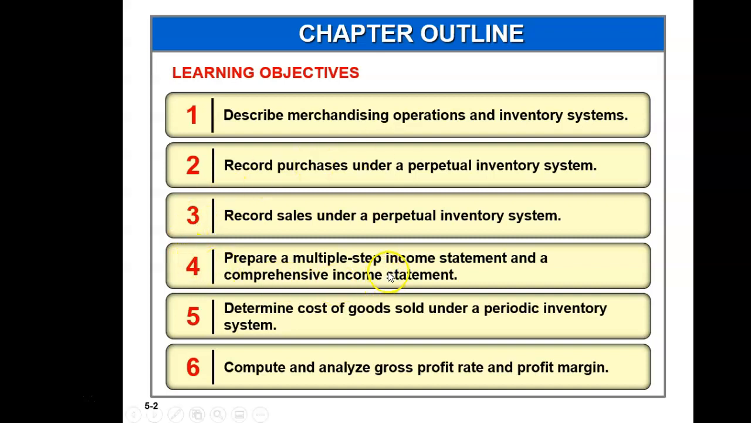We'll then learn how to prepare what's known as a multiple step, sometimes referred to as a classified income statement, and a comprehensive income statement. We'll learn how to calculate cost of goods sold under what's known as a periodic inventory system. And lastly, we're going to learn how to calculate and analyze what's known as a gross profit rate and a profit margin. So these are our objectives we're going to cover here in Chapter 5. So you ready? Let's go.